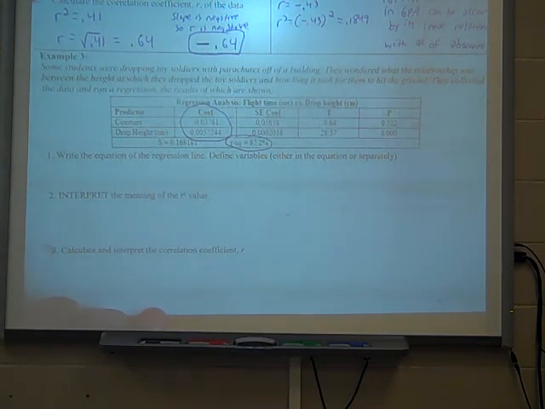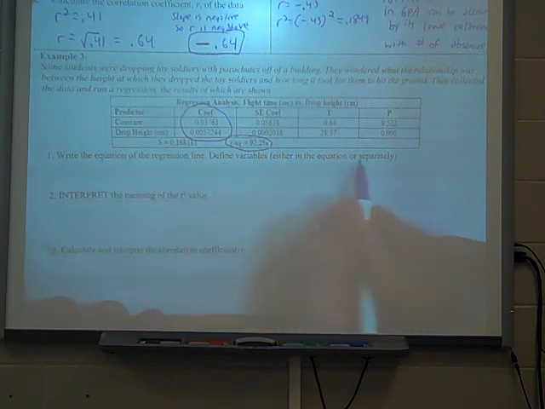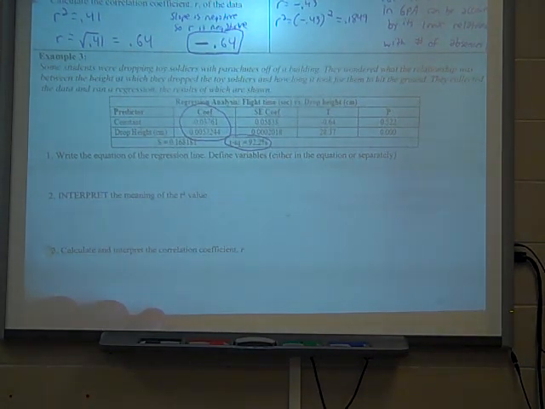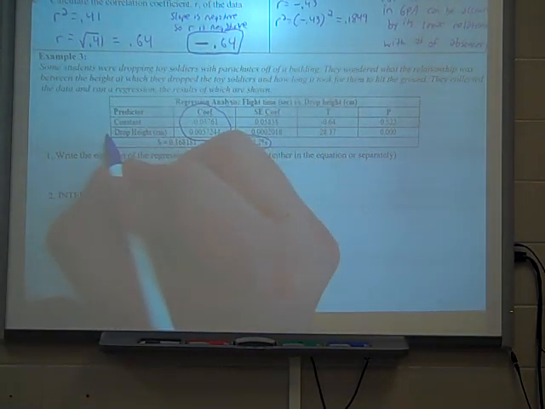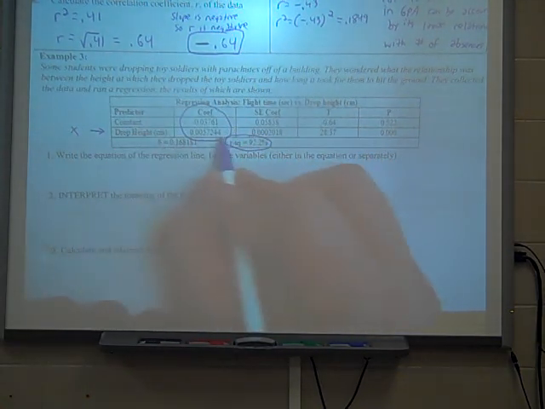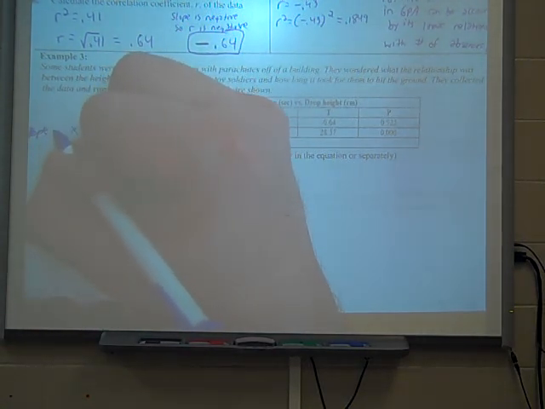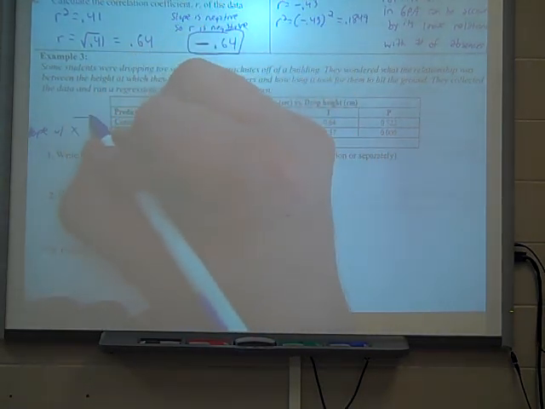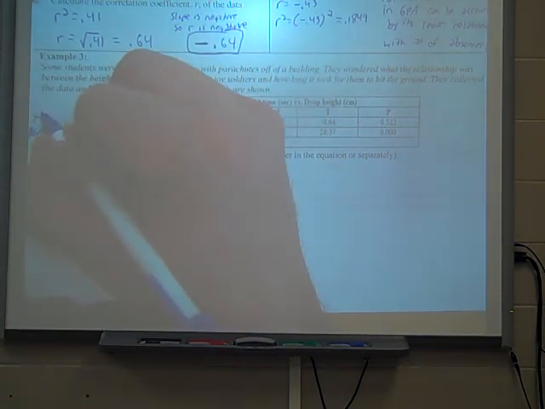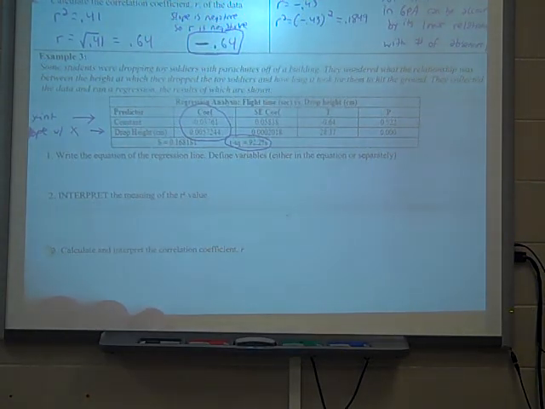That should make sense. So first we're going to write the equation of the regression line. We're going to find your variables either in the equation or separately. I'm going to do it in the equation because it's easier. So our explanatory variable is right here. Again, that's our x, because slope always goes with x, right? So slope, and that's with x. And then obviously constant is just another word for y-intercept, just like we talked about in the last video.